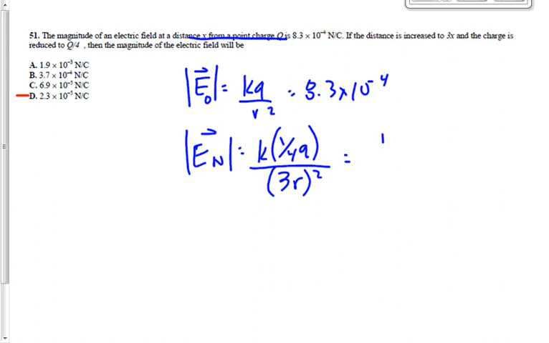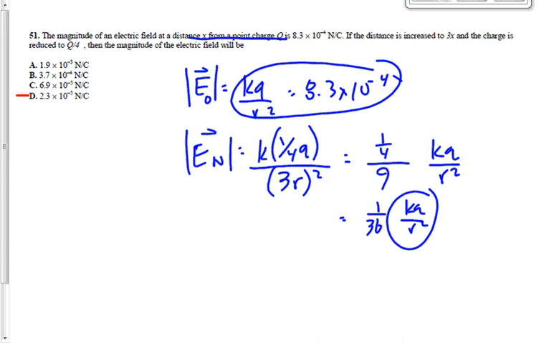Let's pull the numbers out front here. 1/4 over 9, because it's 3 squared, times kq over r squared. Okay, 1/4 over 9 is the same as saying 1 over 36 times kq over r squared. And we know the value of kq over r squared. It's the first thing we wrote down, 8.3 times 10 to the minus 4.